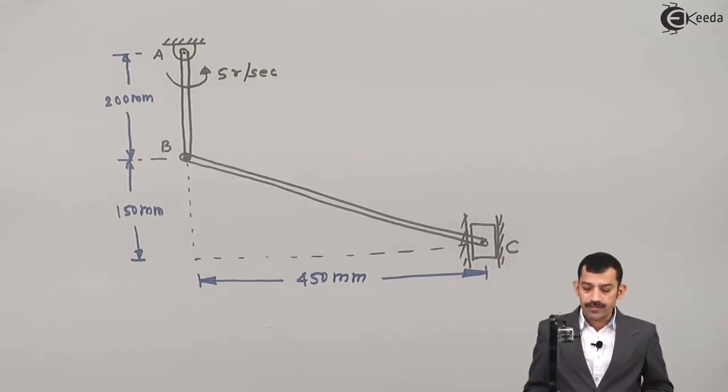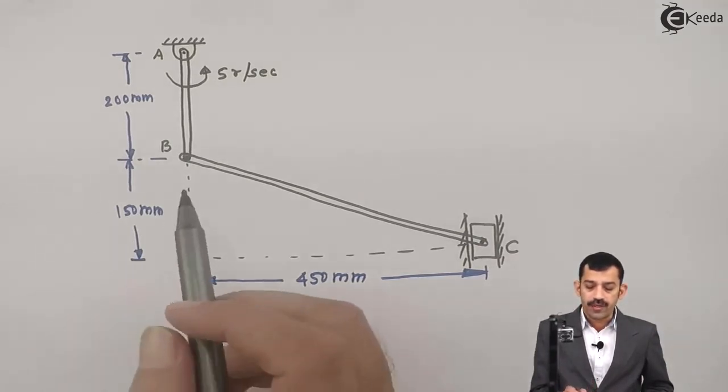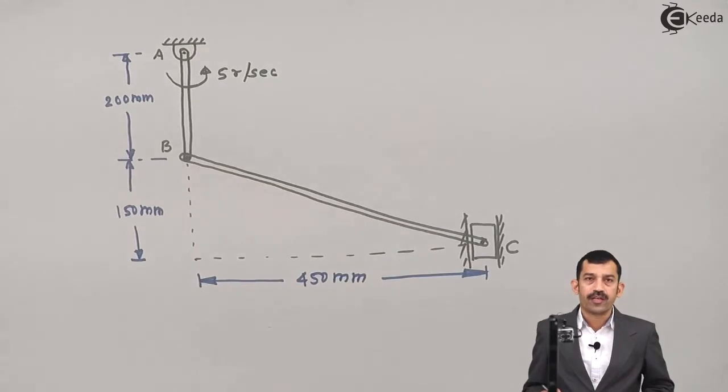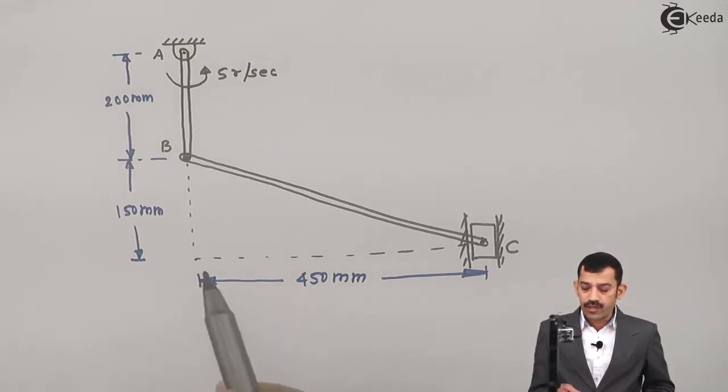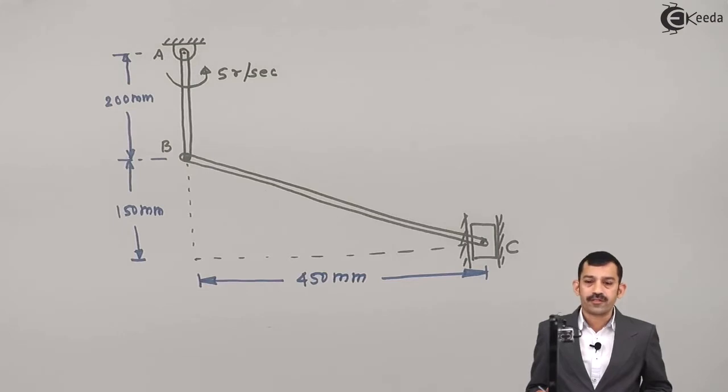What is given in the problem? Rod AB rotates in anti-clockwise direction with angular velocity of 5 radians per second. You have to find out angular velocity of rod BC and linear velocity of piston C.